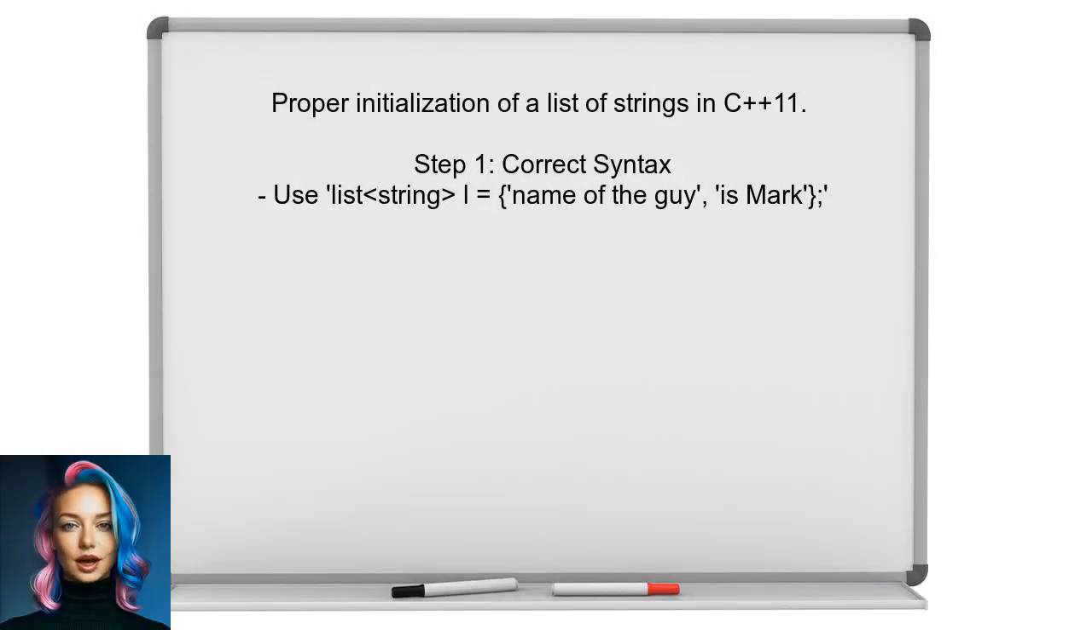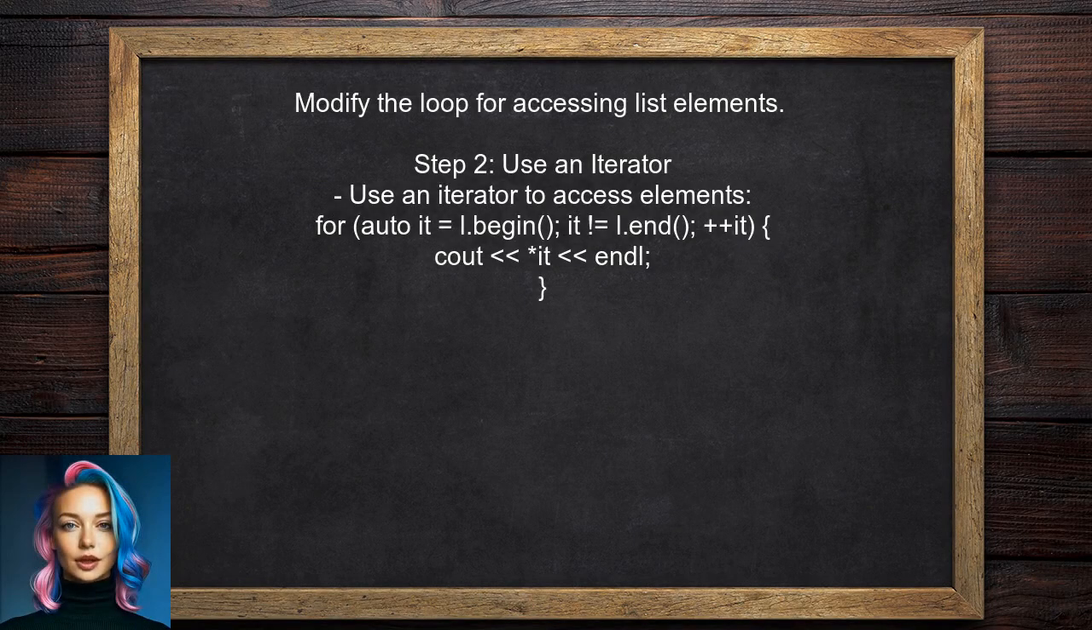To achieve the proper initialization of a list of strings in C++11, the user should start by using the correct syntax for initializing the list. Next, the user should modify their loop that attempts to access elements of the list. Since lists in C++ do not support array-like indexing, a different method is necessary.